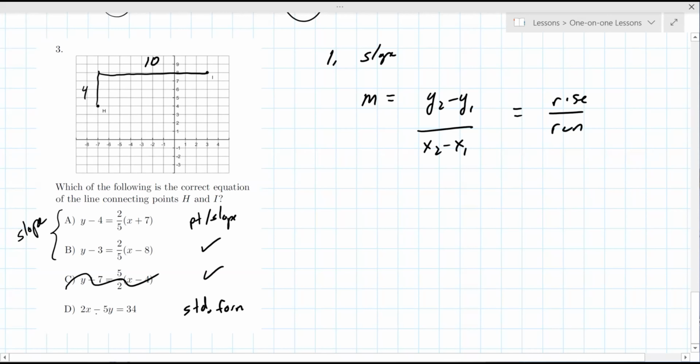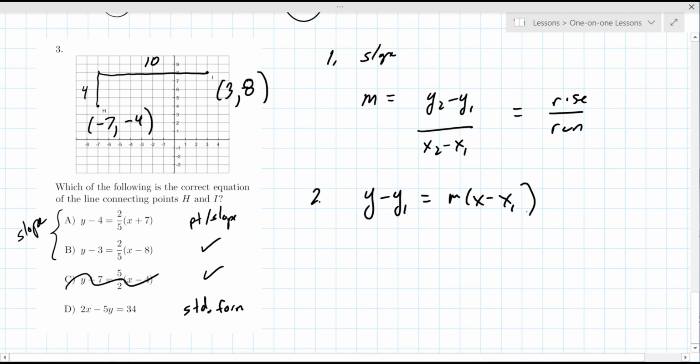Okay, so now point slope. Because it's saying which of the following, it means you've got to look at the answers. If it's going through point H, this is the ordered pair -7, -4. And this is the ordered pair 3, 8. If you don't recall, point slope is y minus y1 equals slope times x minus x1. Your x1 and y1 come from one of these ordered pairs. You can choose either one.